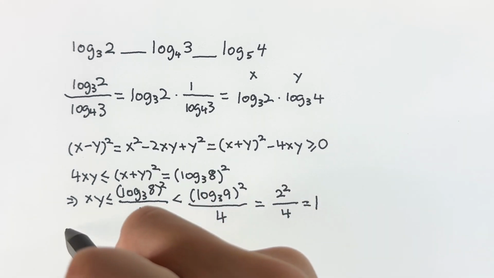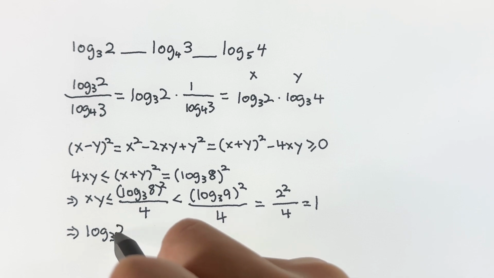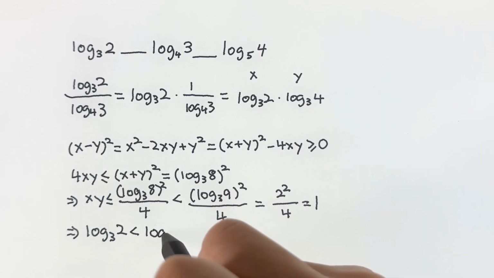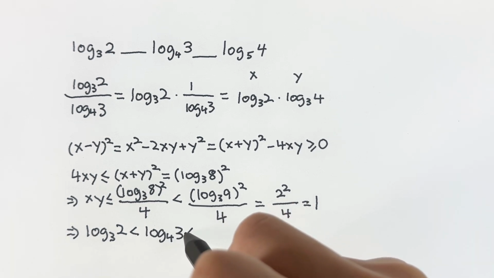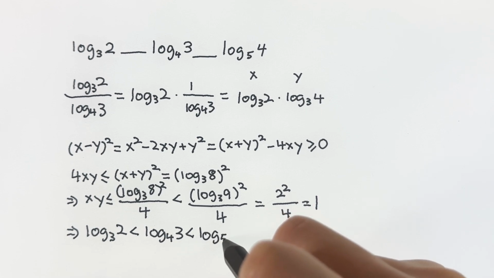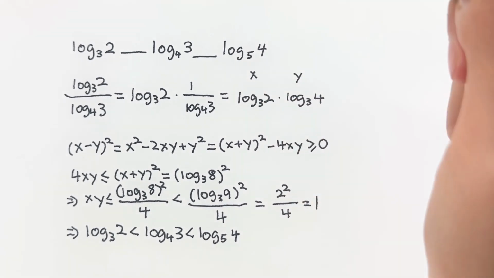This will mean that log base 3 of 2 is less than log base 4 of 3. Using the same method, we can prove that log base 4 of 3 is less than log base 5 of 4. So that is how you solve this problem.